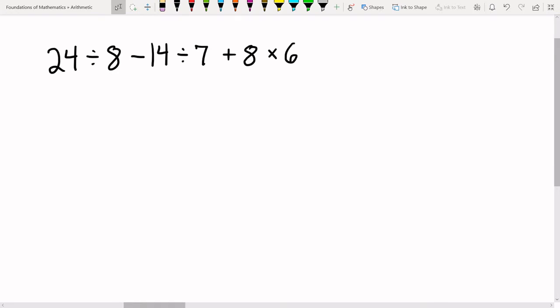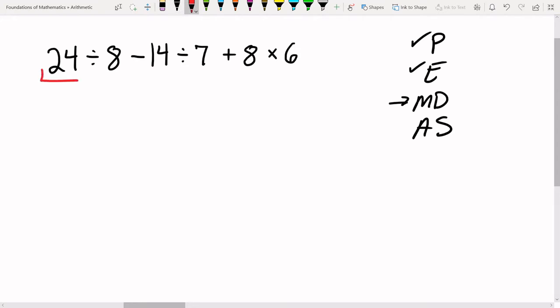Okay, for this problem, it's a little bit longer, but we can still use our order to solve it. So first off is parentheses, but there are none, so that's good to go. The next thing is exponents, and again, there are none of those. Now we look at multiplication and division. And for this one, we are looking always from left to right. So we're going to solve the first one we see, going left to right. So 24 divided by 8, that's going to be 3.